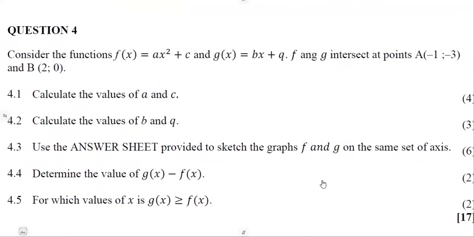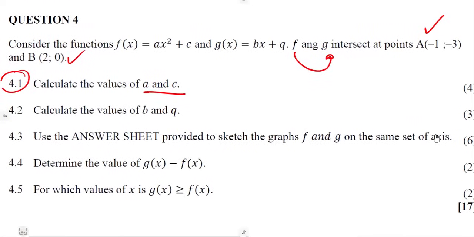Solving simultaneously. On question number 4, consider the function that you are given f of x is equal to this, the g of x is equal to this, and these two functions f and g, they intersect at a and at b. Then 4.1, calculate the values of a and c. Where do we have a and c? Guys, f of x is a parabola that we have, a quadratic function, whatever, we do not know the shape, but it was maybe like this. The g of x, as we can see, this format is of a linear, a straight line. So these two graphs, they were going to intersect at 2 points, A and B.